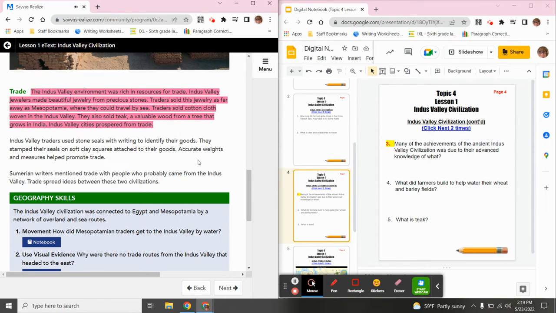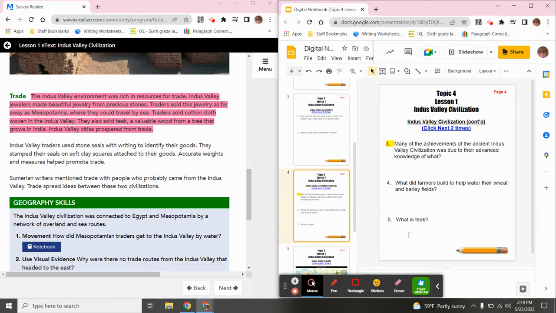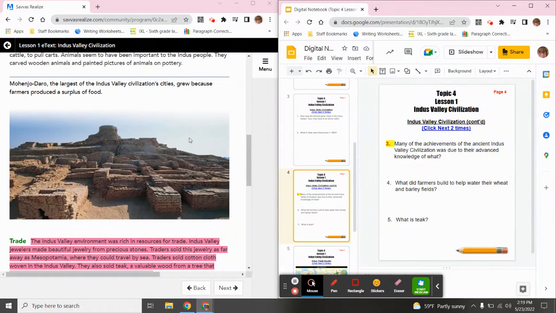Indus Valley traders used stone seals with writing to identify their goods. They stamped their seals on soft clay squares attached to their goods. Accurate weights and measures helped promote trade. Sumerian writers mentioned trade with people who probably came from the Indus Valley. Trade spread ideas between these two civilizations. Number 5, what is teak? You will find that answer in this pink highlighted text.